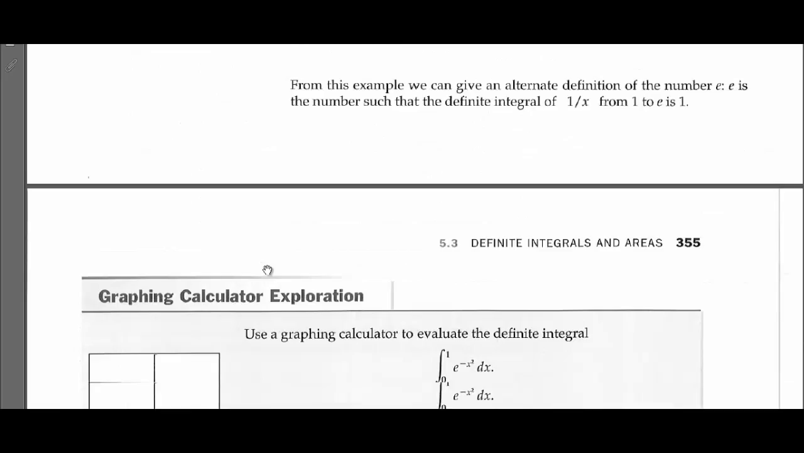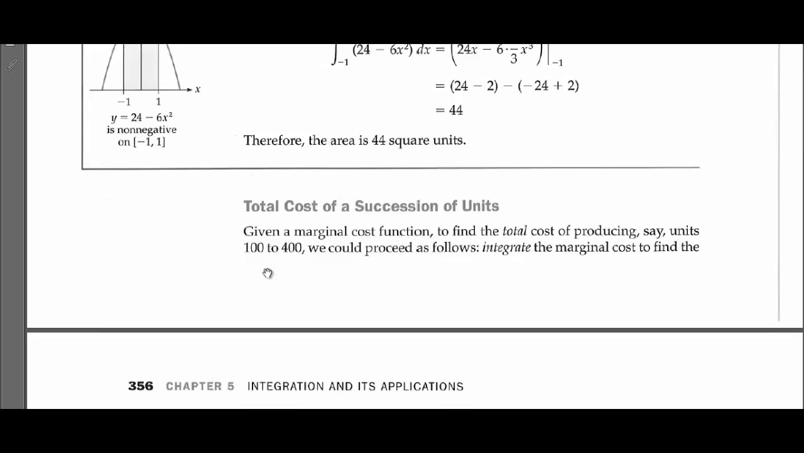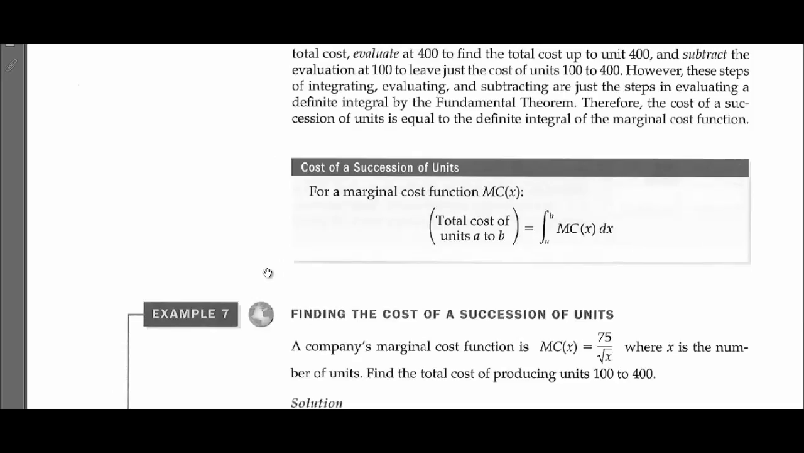Let's look at example 7 in your book. Okay, there's another example. You can review that on your own. It's pretty much similar.